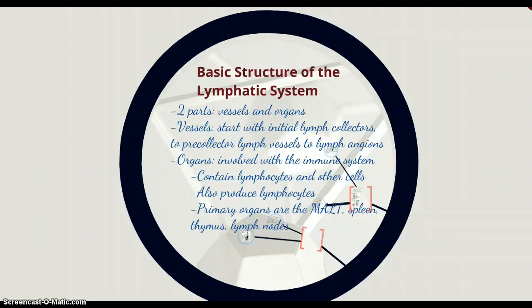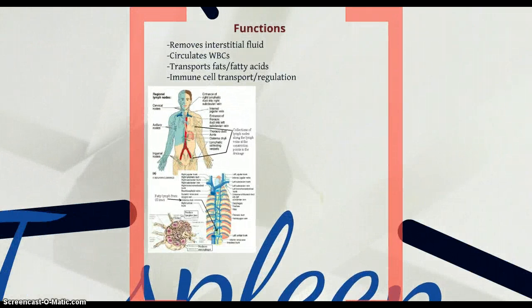So those are the basics. There are also other primary organs such as MALT, mucosa associated lymphatic tissue. Then there's the spleen, there's the thymus, and there's your lymph nodes. We'll go over what MALT is and these primary organs in the next few videos as well. So let's just talk about their functions now. They remove interstitial fluid, they circulate white blood cells, they transport fats and fatty acids, and they do immune cell transport and regulation as well.